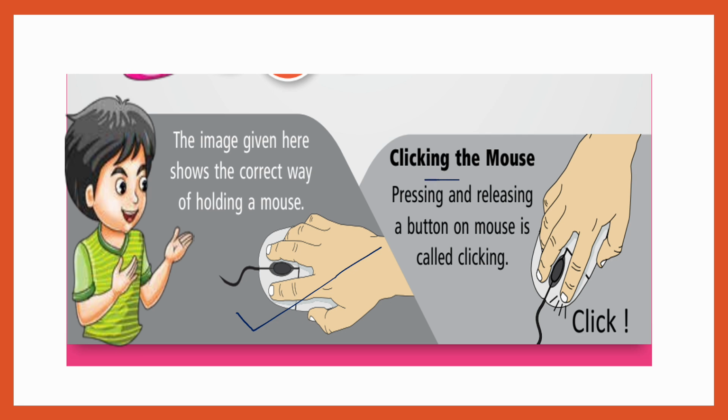Clicking the mouse: pressing and releasing a button on the mouse is called clicking. So what is clicking? Pressing and releasing a button on the mouse is called clicking.